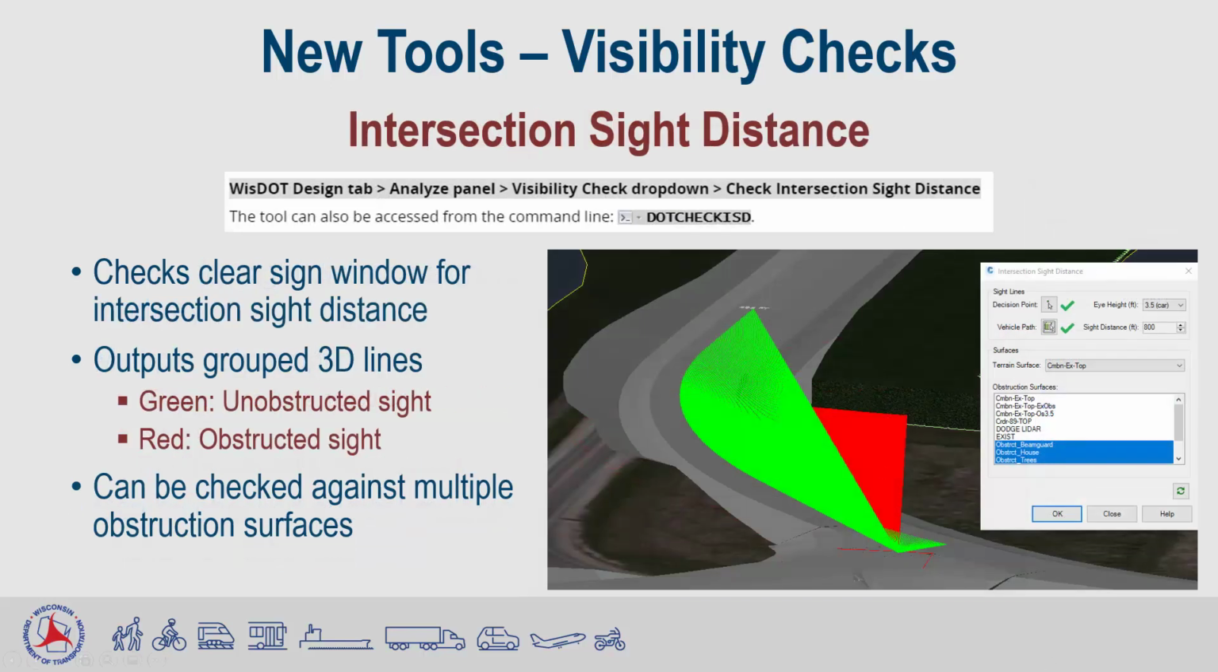The next tool we introduced for visibility checks is our intersection site distance tool. It works very similar to the site distance tool, but it's intended for intersection site analysis. It checks the clear site window for intersection site distance. Then it outputs grouped 3D lines that represent obstructed and unobstructed site, as shown in the image here. Much like the regular site distance tool, this can also check against multiple obstruction surfaces. So you can pick your terrain surface as well as many obstruction surfaces as you like.